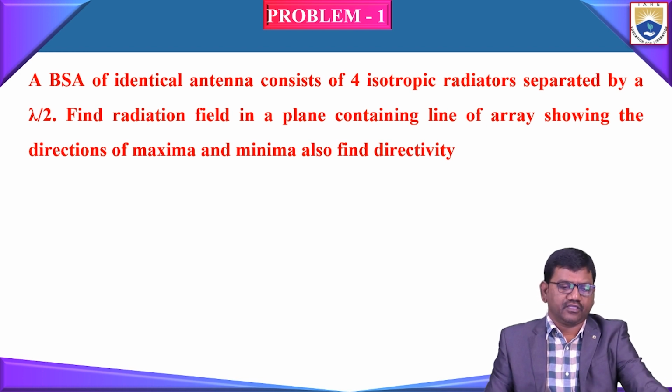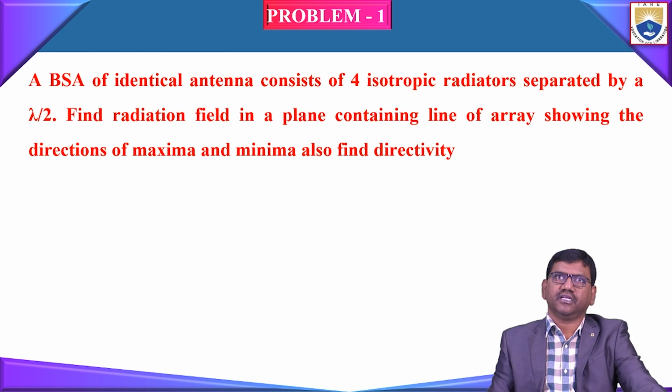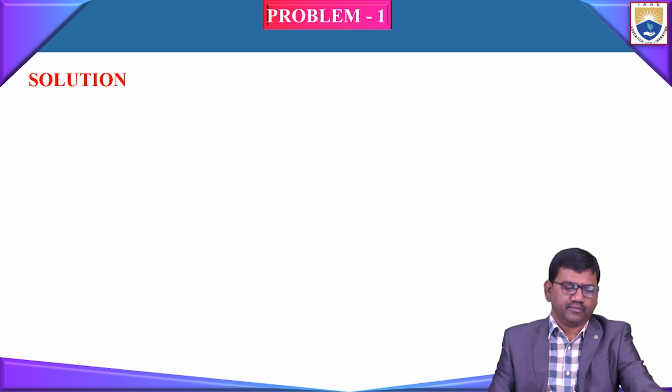Similarly, we can try for the broadside array. The broadside array of identical antennas consists of 4 isotropic radiators separated by lambda by 2. Find the radiation field in a plane containing the line of the array, showing directions of maxima and minima, and also find the directivity. Similarly, as we determined, E is equal to 2 E naught cos psi by 2. Here the separation is lambda by 2. So we are going to find out the directions of maxima and minima here.